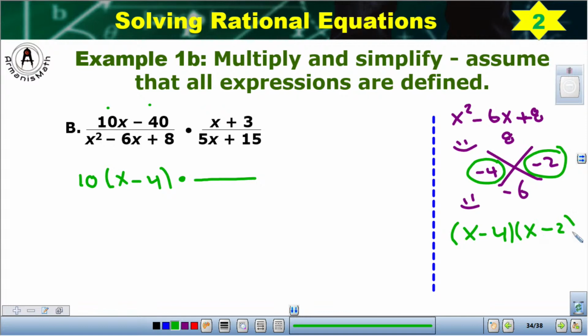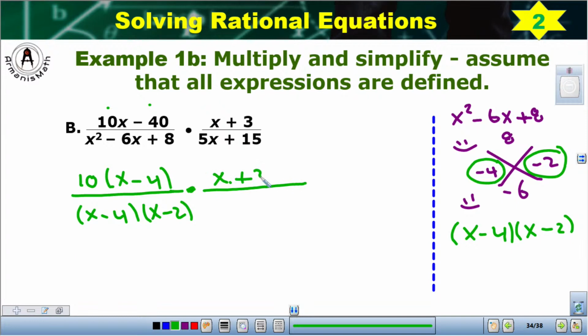So I'm going to replace the bottom here with x minus 4 and x minus 2. This is multiplied by the other fraction. Can I simplify the top? It's already simplified. I could simplify the bottom. Take the 5 out: x plus 3. I hope, and let me see if my hopes are met. Yes! Look! I got this one with that one. Bye-bye. I got this one with that one. And they're gone. Thank you.